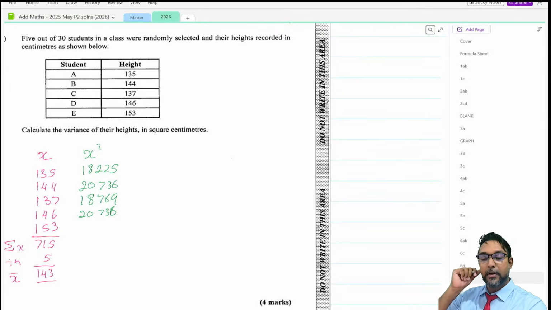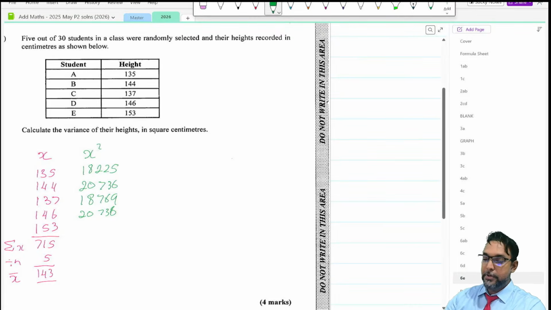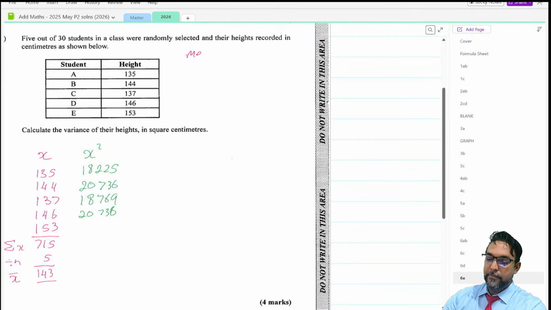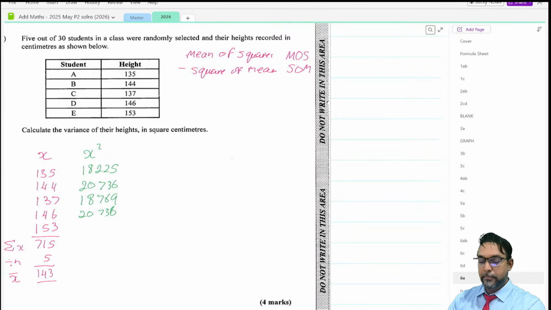Okay, so the formula I'm going to use is the mean of the squared values. So mean of squares, minus the square of the mean. So that's mean of squares and square of mean. All right, so you find the mean.